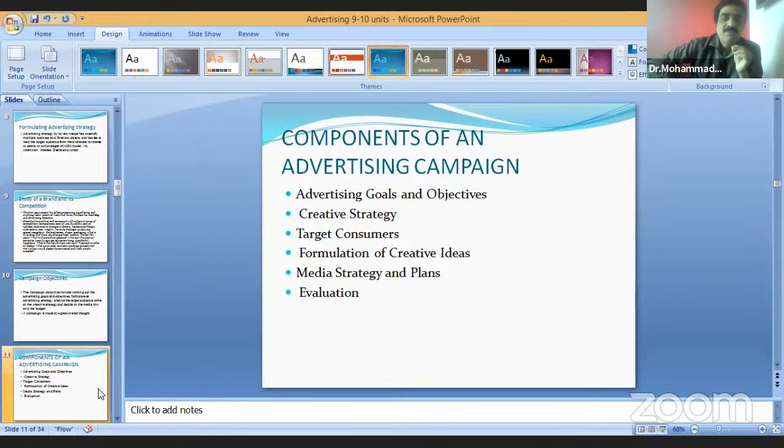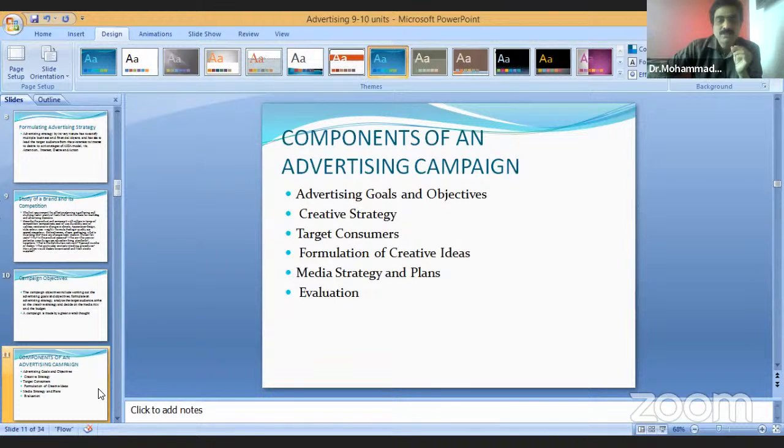Next, formulation of creative ideas. As part of the creative strategy, we need to develop the ideas as concepts. Once we develop the strategy, we formulate the ideas and concepts.